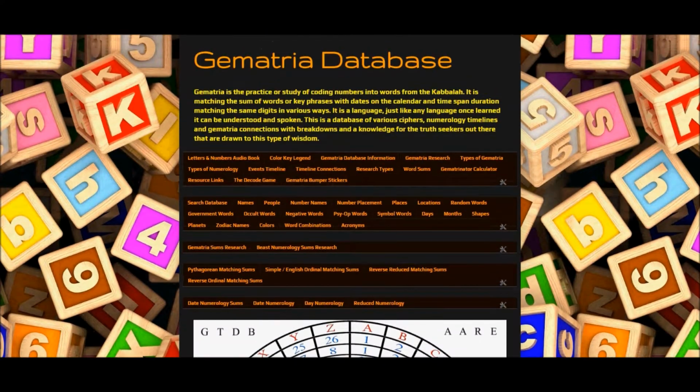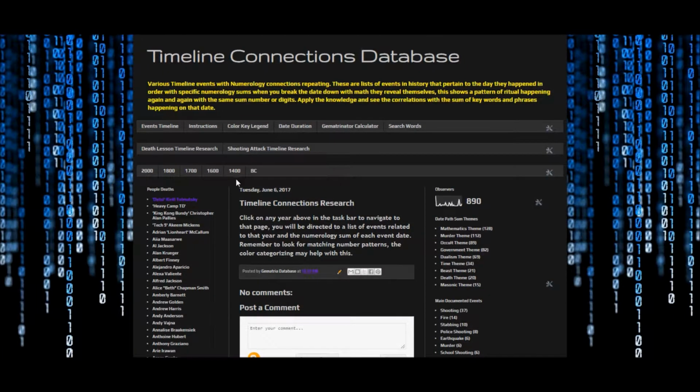So go up here to timeline connections, and you'll be at the timeline connection database. Various timeline events with numerology connections repeating. These are lists of events in history that pertain to the day they happened in order with specific numerology sums. When you break the date down with math, they reveal themselves. This shows a pattern of ritual happening again and again with the sum number or digits. Apply the knowledge and see the correlations with the sum of keywords and phrases happening on that date.